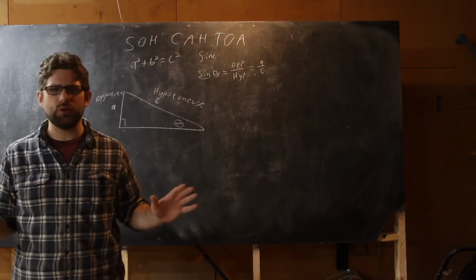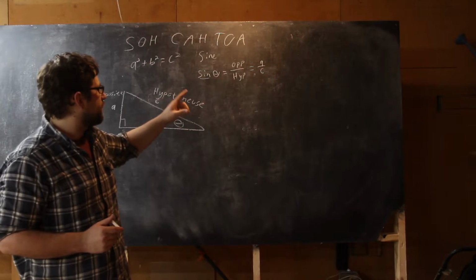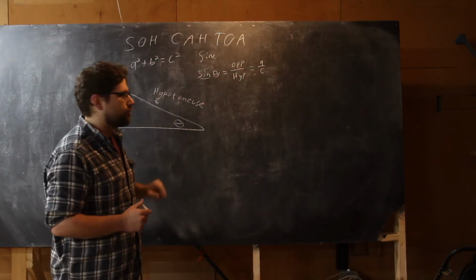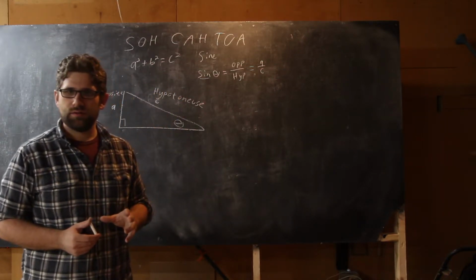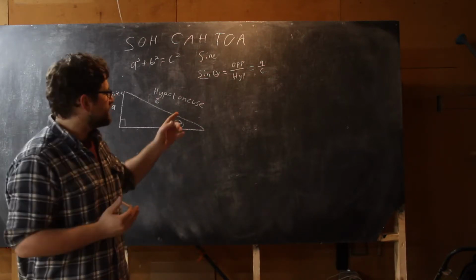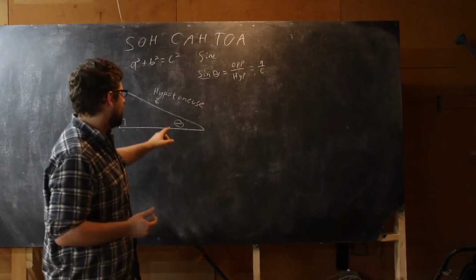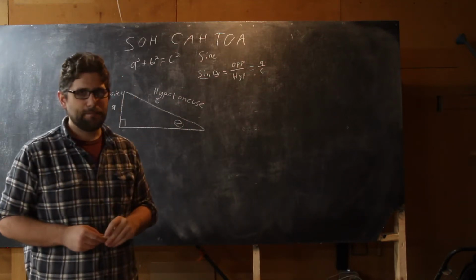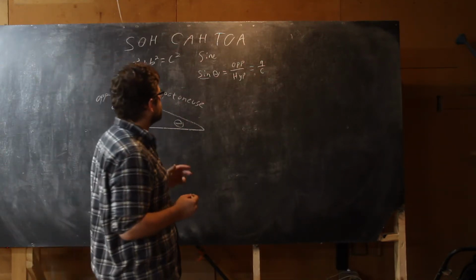Always. No matter where in the universe you are, your A and C will have the same ratio for a 30-degree angle. Okay? Whether A is 5 meters or 1,000 meters, that C is going to be a certain value dependent on that 30 degrees. Okay? The same thing happens with the rest of them.